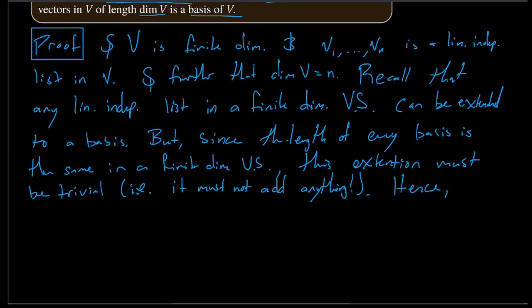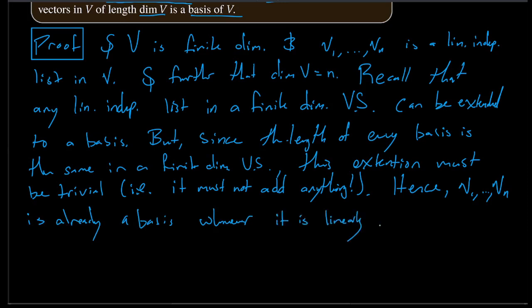Hence, v1 through vn is already a basis whenever it is linearly independent and dim V equals n. Oh, okay. Basically, all we get out of this is we know that we can take a linearly independent list, add some stuff, make it into a basis. Nothing too crazy. We did that last time.